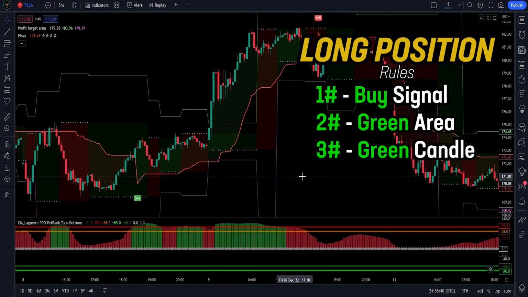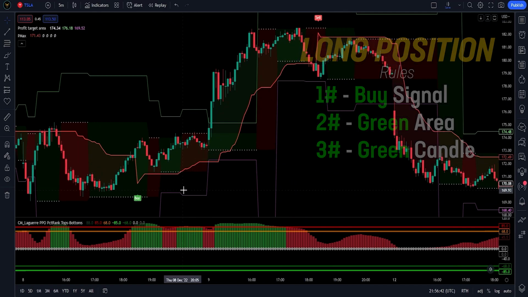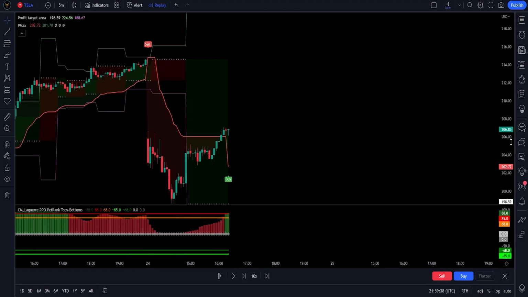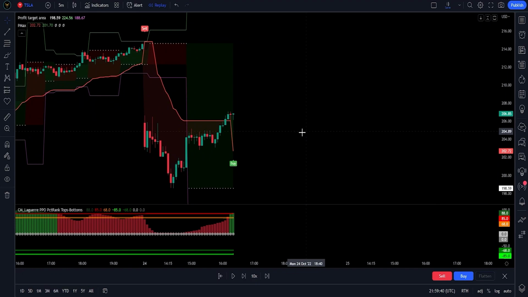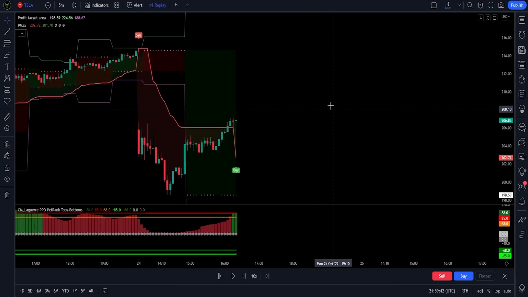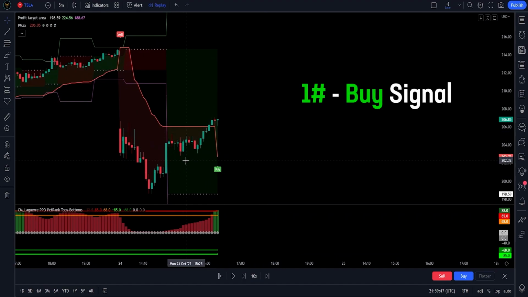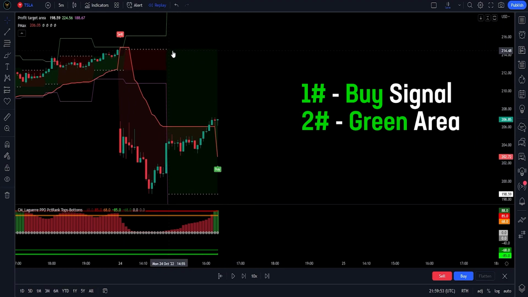Now let's see how this strategy performs on a real-time trading example. So, let's try this strategy in action. All we need to do is follow our 3-rule strategy, and we will always enter long positions correctly. Let's check if all 3 of our conditions are met. First of all, we can see that our profit maximizer indicator gave us a buy signal. That's rule number 1. Our second rule is that we are in a green colored profit target area. These 2 conditions are met, so let's check our histogram for our third and final condition.